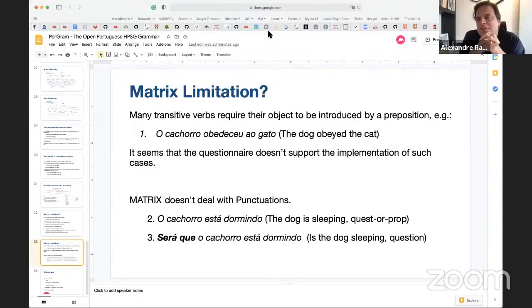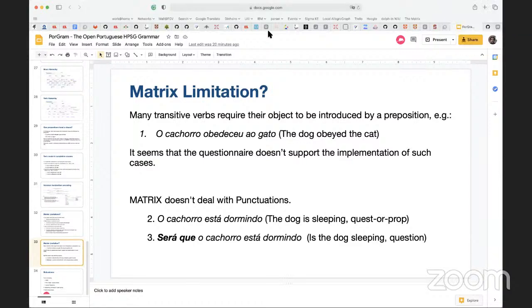Sorry, can you say again? What was the number for the MRS test suite? Do you remember? No, I didn't remember, but I checked: 101 out of 107 sentences we managed to actually parse.